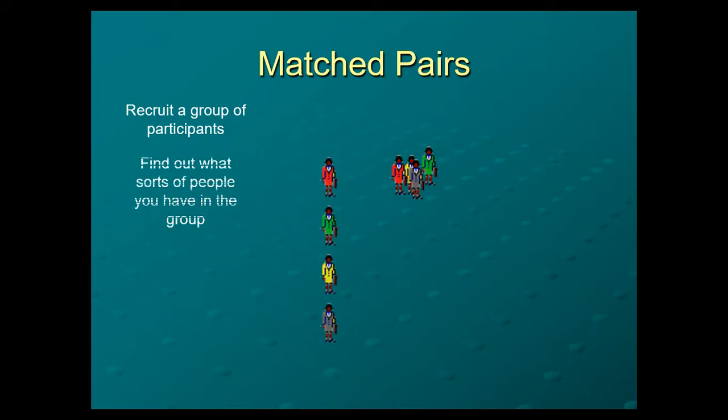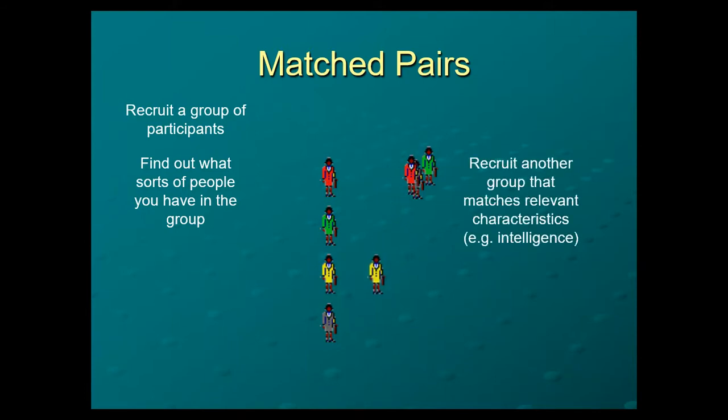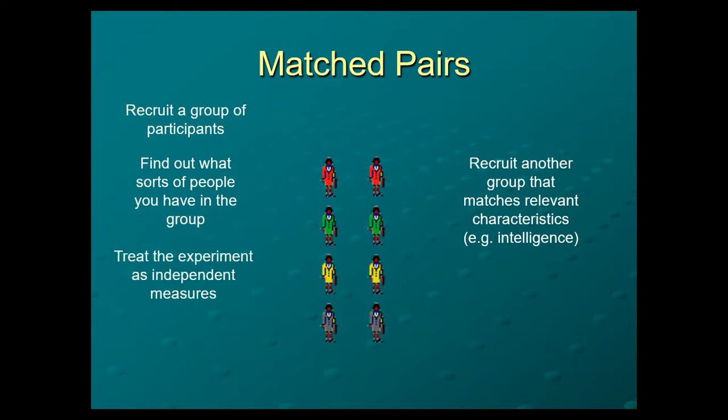Another design you could use is a matched pairs design. This is where you recruit a group of participants. You find out what sort of people you have in your group, and you recruit another group that matches relevant characteristics as your initial group of participants, for example, intelligence. So you normally match them based on a pre-existing condition that can be measured, a pre-existing situation that can be measured. And then you treat the experiment as an independent measures group.